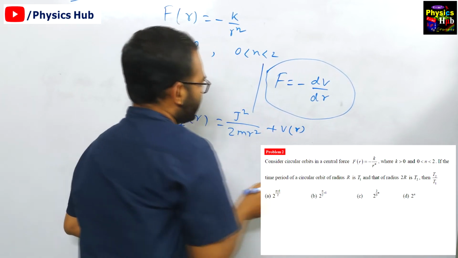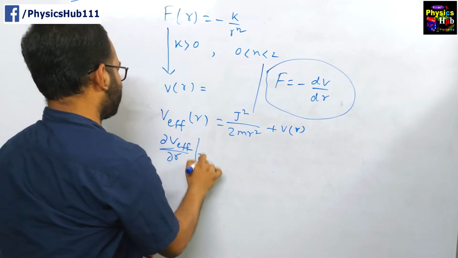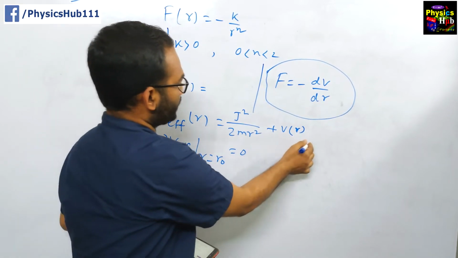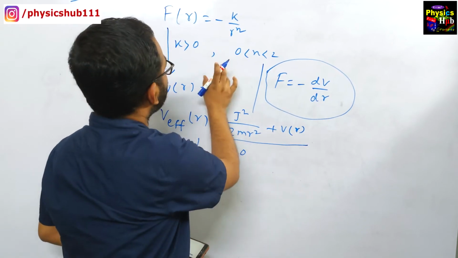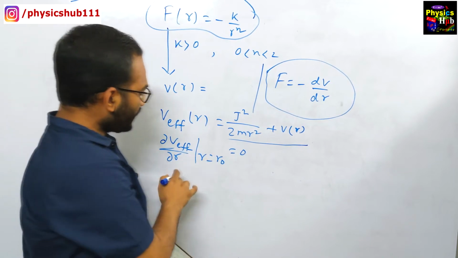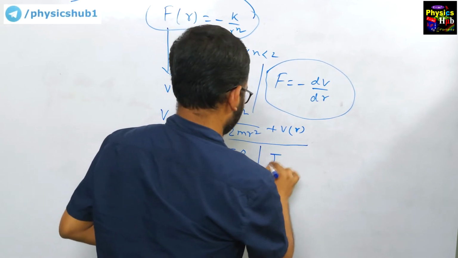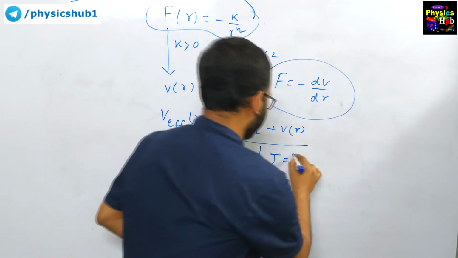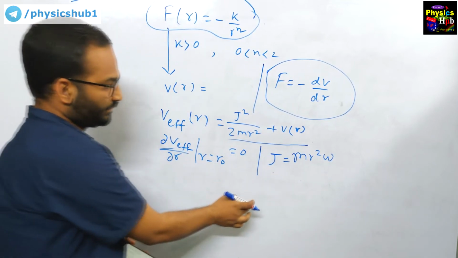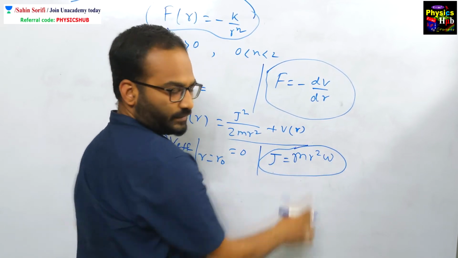Now for the stable radius, del V effective upon del r at the stable radius r naught will be 0. So when you take the derivative of this expression, you will get the term dV/dr, and there you can easily replace this force expression given to you. And after taking the derivative, you put in the value of J. What is the value of J? You know, J is m r^2 omega. So once you put the value of J relating to omega, you will get an expression related to omega.